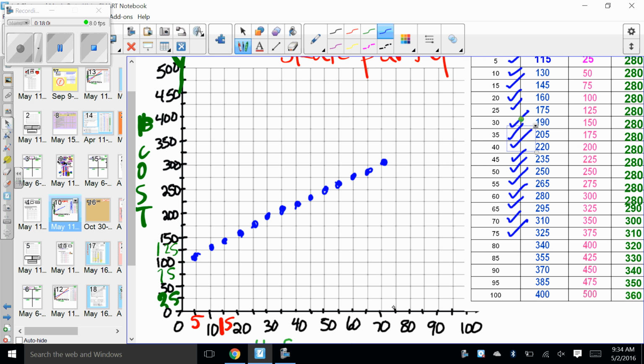75 people is 325. Yeah, I'm going to like that one. That one hits at a nice intersection. 75 people, 325. 80 people is 340. 85 people is 355. 90 people is 370. 95 is 385. 100 people is 400. So you have this nice line here, nice straight line.